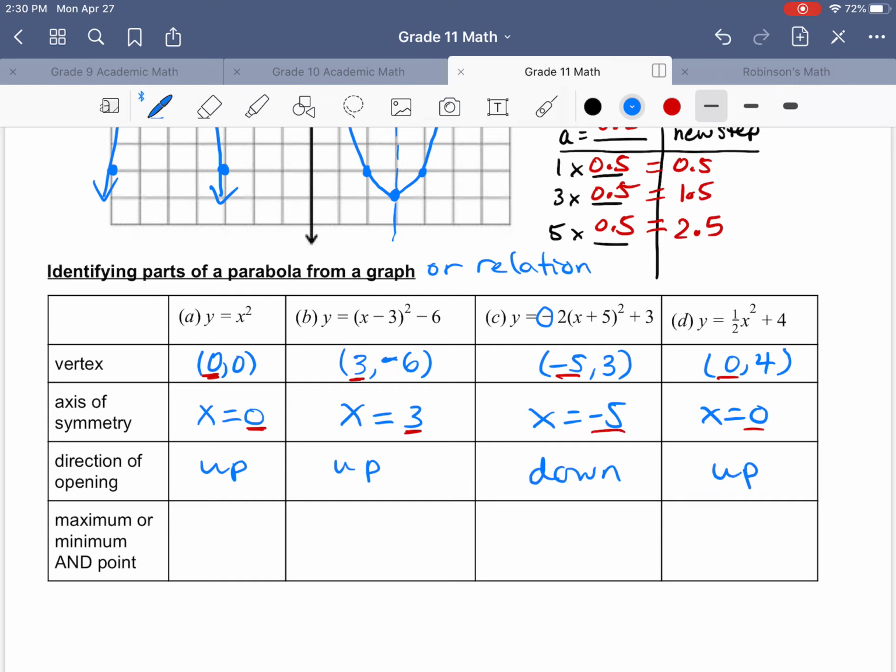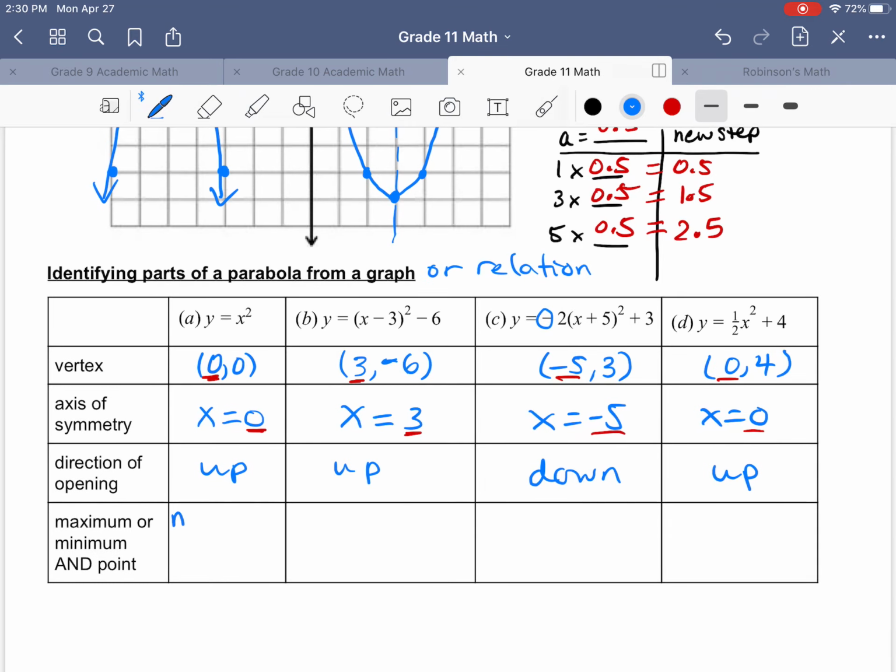Okay, lastly, we have maximum or minimum and point. The maximum or minimum is related to the direction of opening. So if something opens up, it has a minimum, and we're just going to write min. For all of those that open up, we write min. Now, there is a maximum, so a highest point, if it opens downward. So for C, this is the only one that opens downward, so it has a maximum.